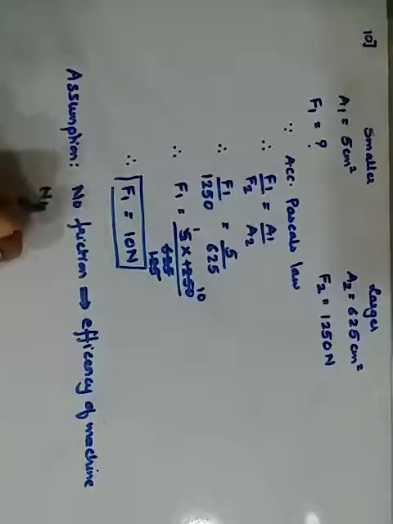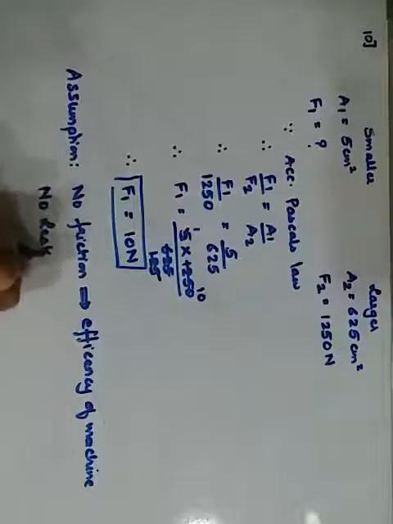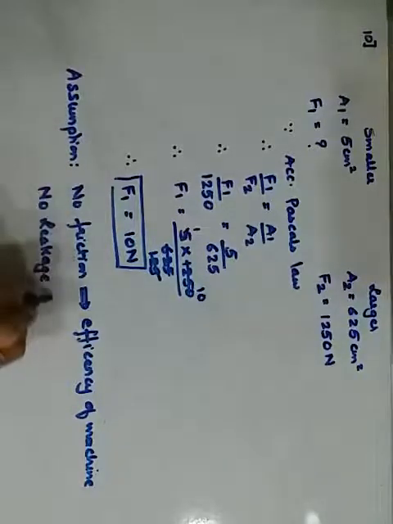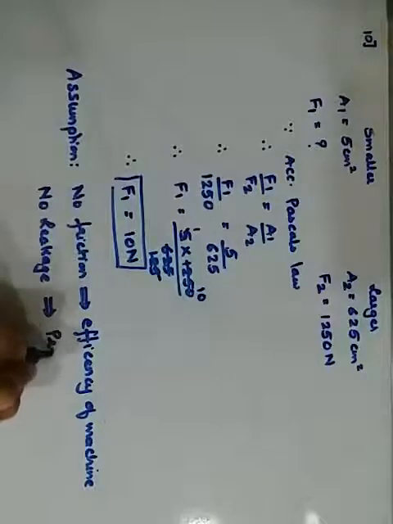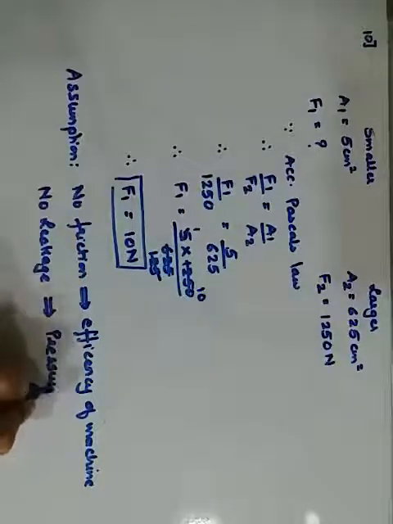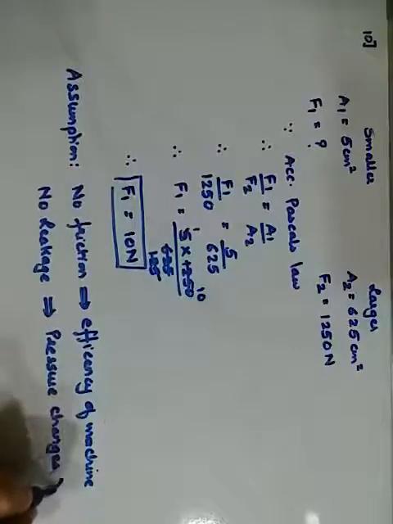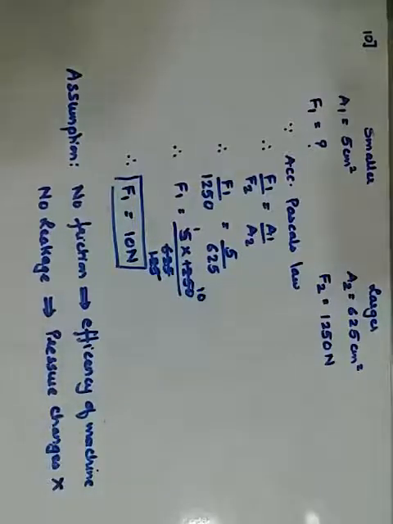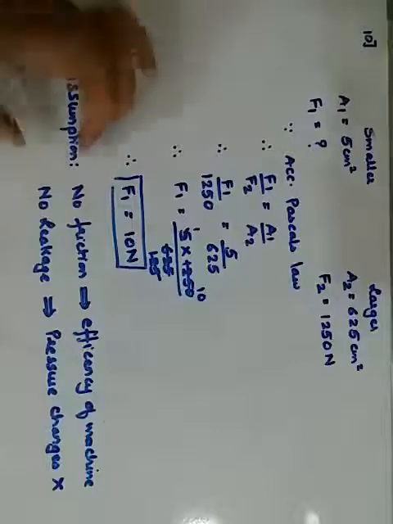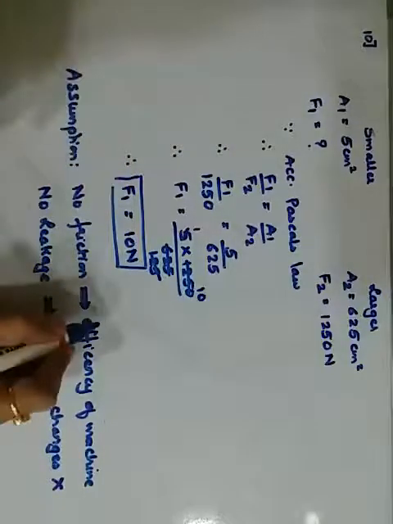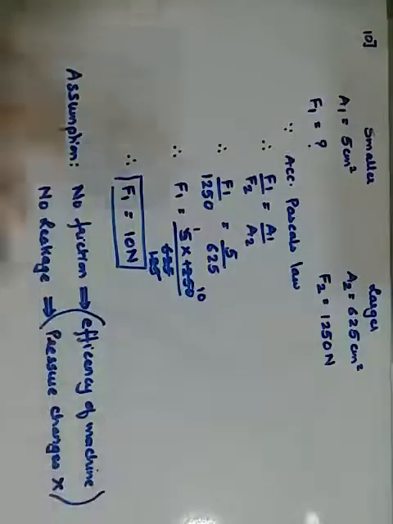Secondly, there should be no leakage. Why should there be no leakage? Because if there is leakage, the pressure changes will not be known properly. Pressure changes won't be noted properly. These were the two main assumptions: there should be no friction and no leakage. This is not required. This is just for your explanatory purpose, for your understanding. Is it clear? This was your 10th one.